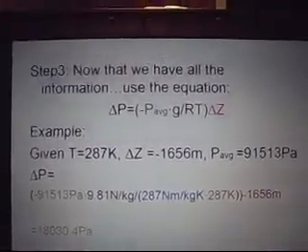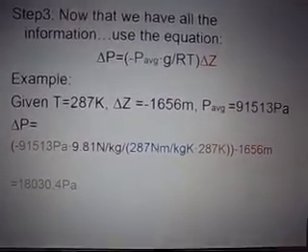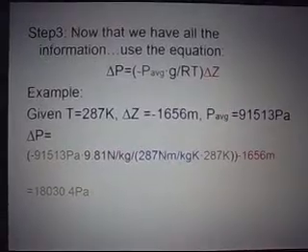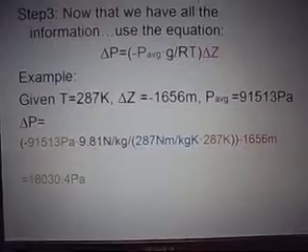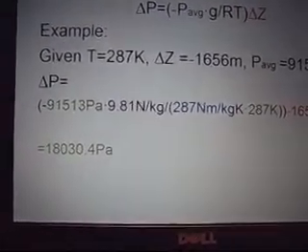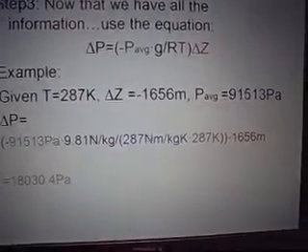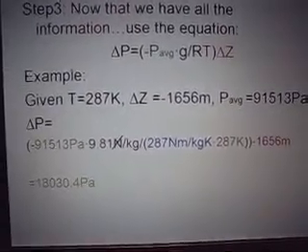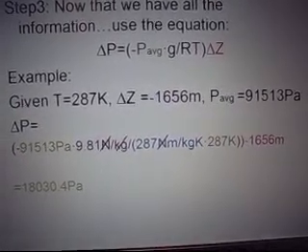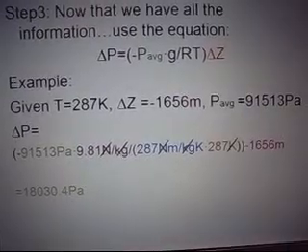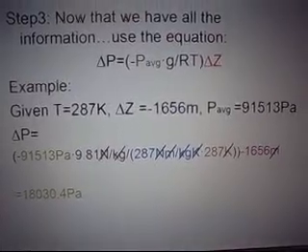In our third step, we have to plug all the values into our equation. In our example here, we got temperature, elevation, and average pressure. Plug in everything, and we got 18,030.4 Pascal. And we see how the units cancel here. Newtons canceled out, kilogram canceled out, Kelvin canceled out, meters canceled out, leaving us Pascal again.